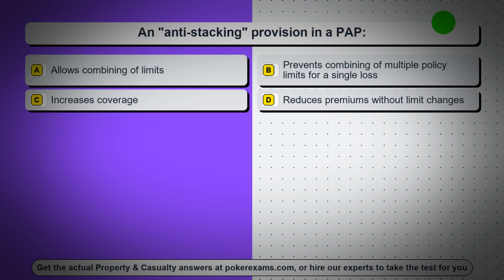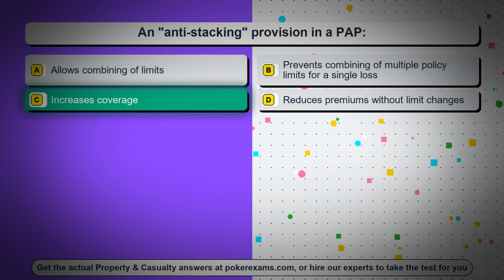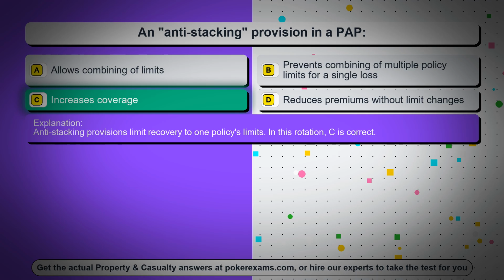Question 72. An anti-stacking provision in a PAP. Option A, allows combining of limits. Option B, prevents combining of multiple policy limits for a single loss. Option C, increases coverage. Option D, reduces premiums without limit changes. The correct answer is option C, increases coverage. Anti-stacking provisions limit recovery to one policy's limits. In this rotation, C is correct.